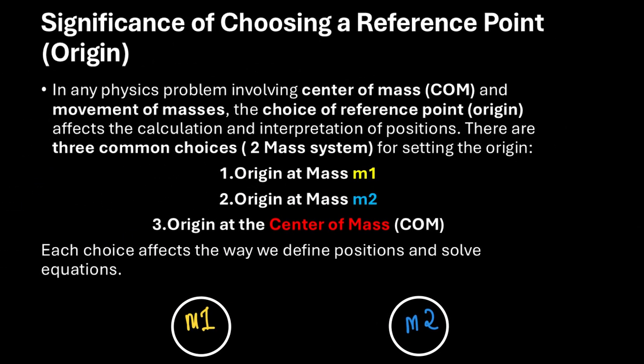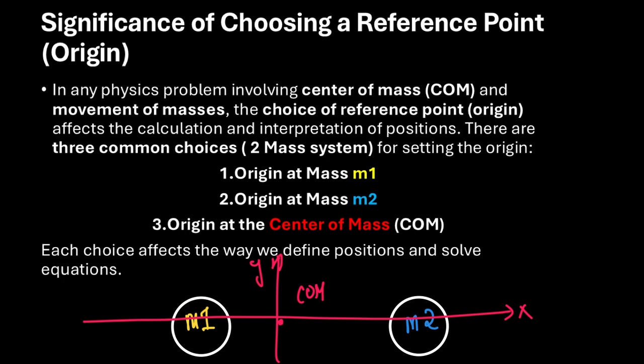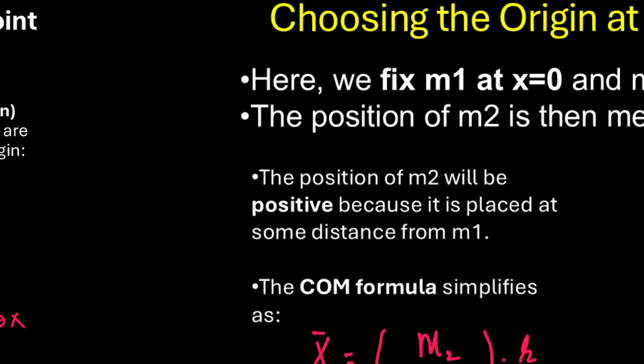Which all are they? The origin can be either at mass m1, which means you can consider this to be the origin like this, with y-axis and x-axis. Or you can consider the y-axis, x-axis, and this to be the origin. If not, you also have one more case. So this is the center of mass, and the x-axis and y-axis like this. So there are three possible ways to consider the origin. Let us go through them one by one.